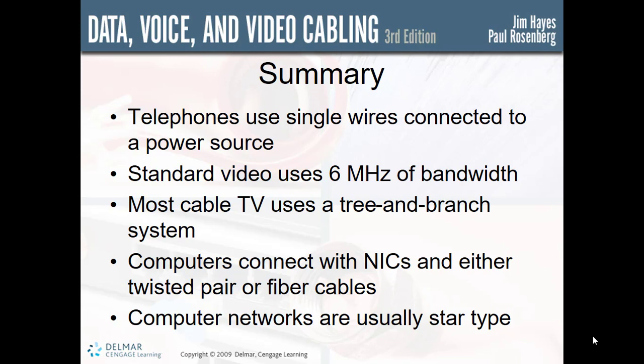A standard video signal uses 6 MHz of bandwidth, is highly coded, and can be modulated, transferred to a different base frequency to be used in many transmission signals or channels. Most cable TV distribution is over a tree and a branch system using a hybrid fiber and coax cabling system. Computers are connected with network interface cards in either twisted pair or fiber optic cables. Computer networks are usually the star type, with every machine connected to a central computer room.